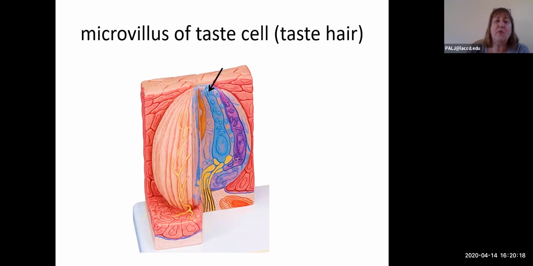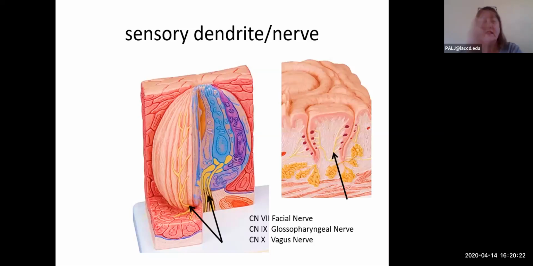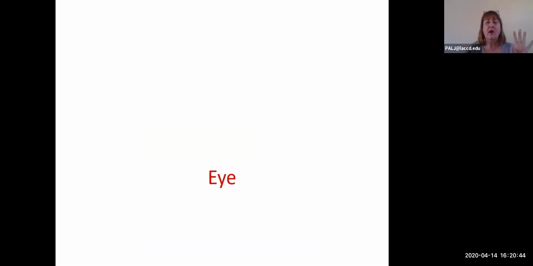And then at the basal part of every taste cell, you're going to have these sensory dendrites of a sensory nerve. And to refresh your memory from when you learned about cranial nerves, this could be the facial nerve or the glossopharyngeal nerve or the vagus nerve, depending. Anterior 2/3 has 2 of those, posterior 1/3 has 1 of those. Okay. And with that, I am done with taste and with smell.